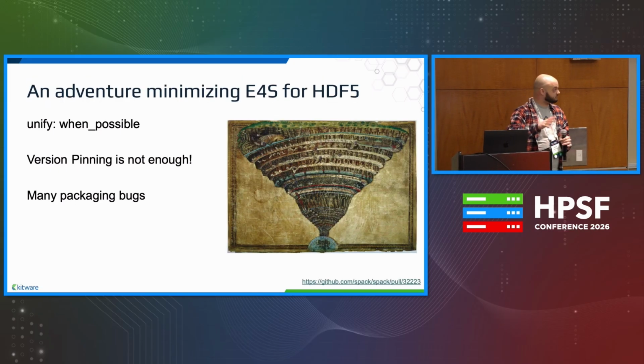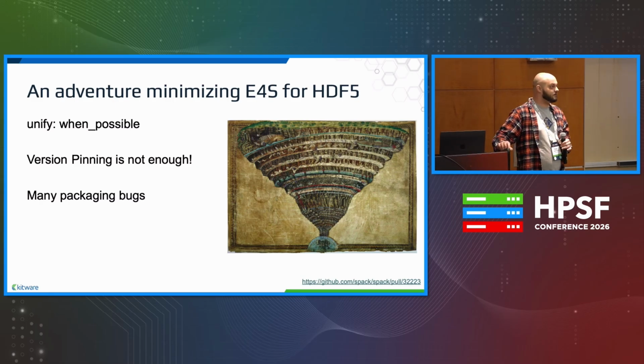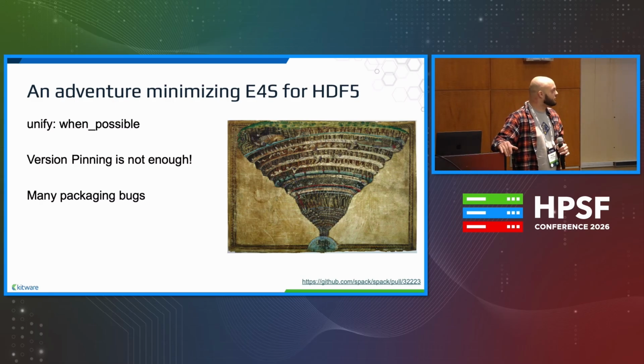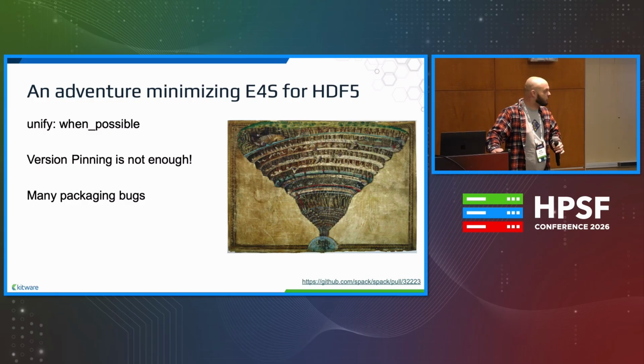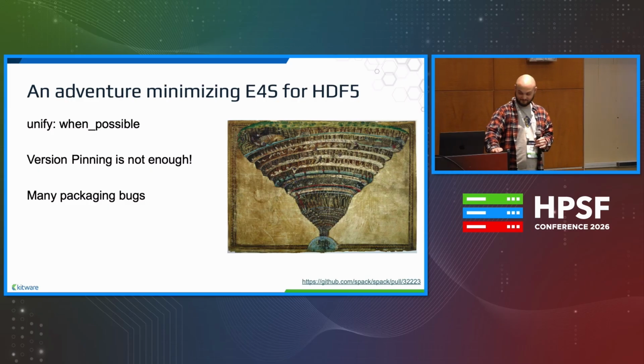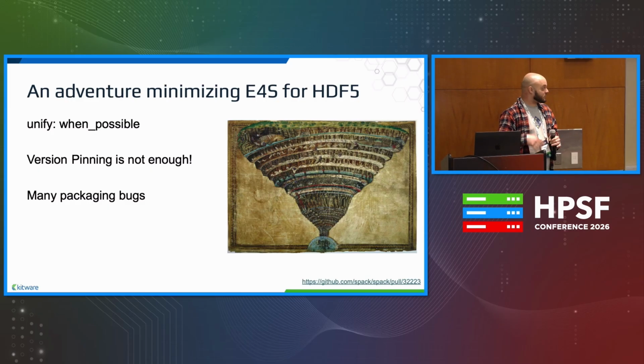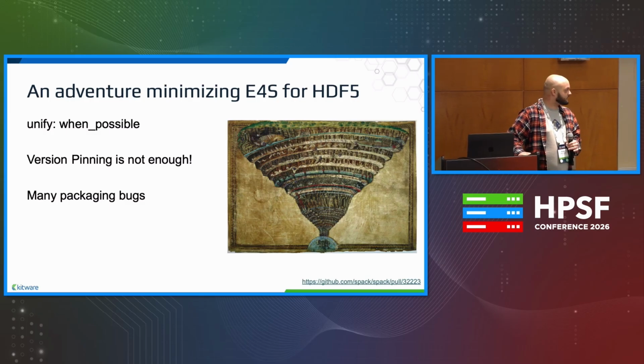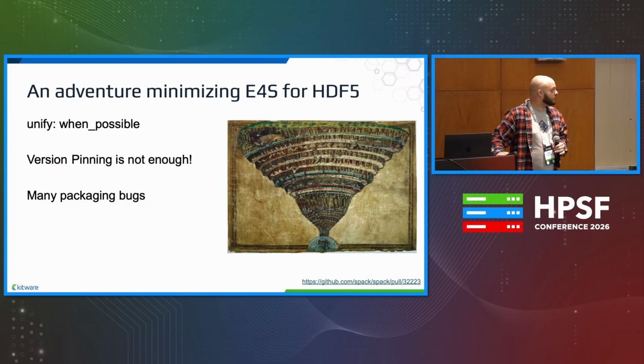And so just a little tangent here. Back in 2022, I went on an adventure to minimize the number of HDF5s in E4S. I think there were 5 or 6. And they were mostly the same version, and I wanted everything to be 1.14. At the time, that was new. And so we turned on when possible, and lots of groaning from the concretizer. It didn't really work.